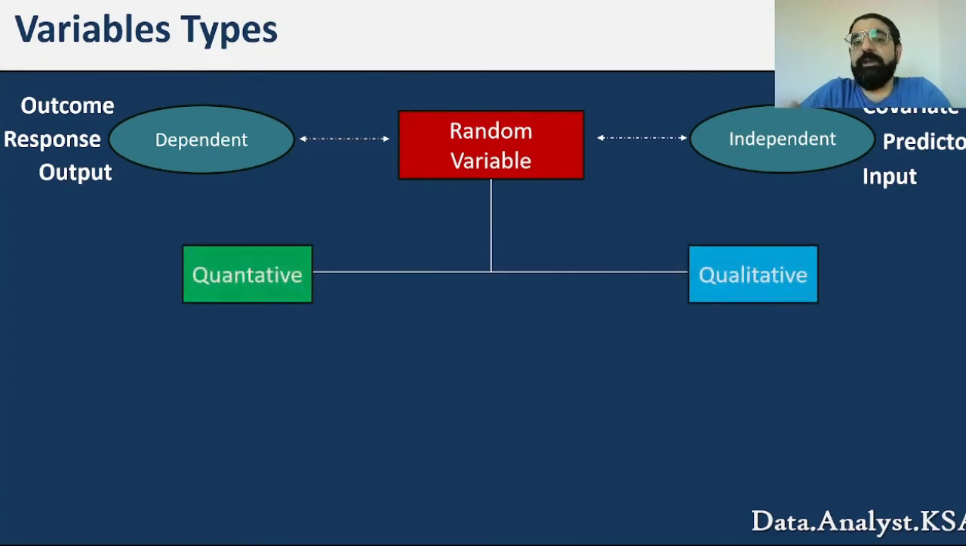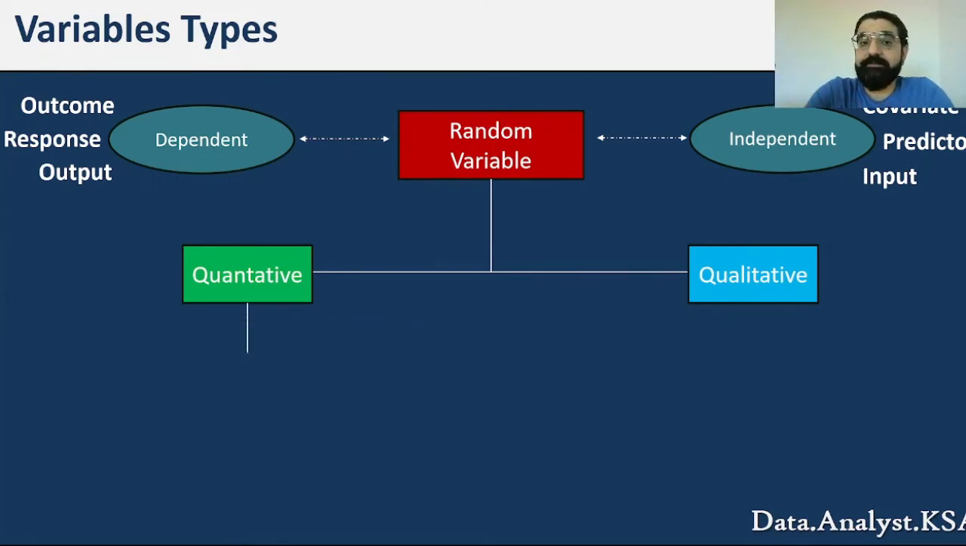This random variable, whether it's independent or dependent, can be either quantitative or qualitative. Quantitative is a numerical value that is representing a random variable. Qualitative is something that we describe that is not necessarily intuitively numerical. Even though it's represented in the data set or in the model as numbers, these numbers have a qualitative value rather than a numerical value.